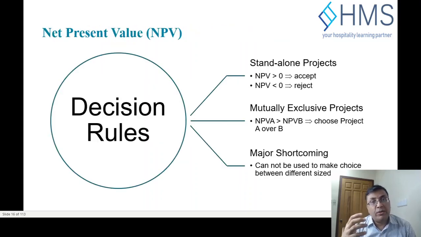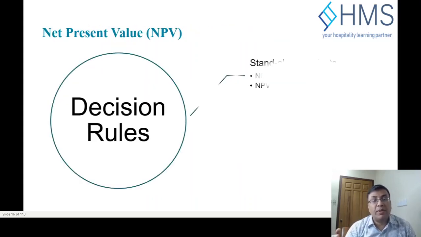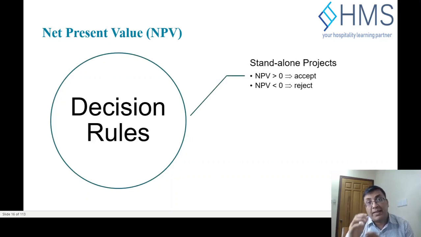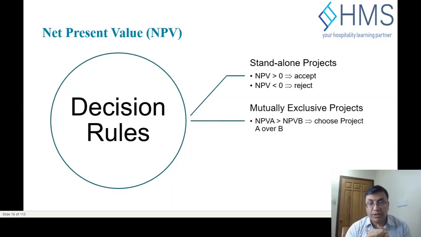So the net present value method follows simple decision rules. For a standalone project, if net present value is more than zero, then we accept it. If net present value is less than zero, then we reject it. What is a standalone project? A standalone project means there is no relationship between two different projects. We can make this project or leave it, and it will not affect the other projects. Now there are mutually exclusive projects, meaning we can choose only between two projects.